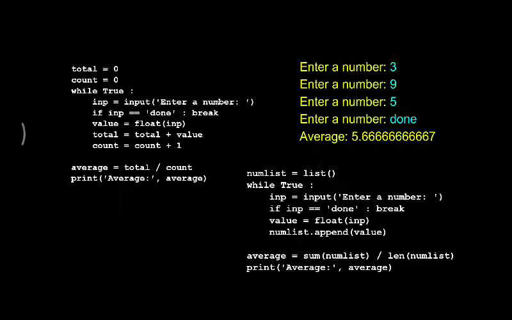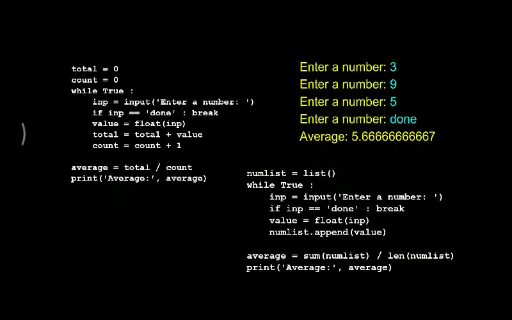So once we come out from the loop, we will calculate average equal to total by count. Then we will print average as average. Then after that we will create a new list. This is another program. The same program can be written using list.